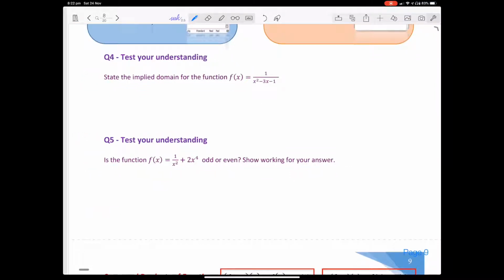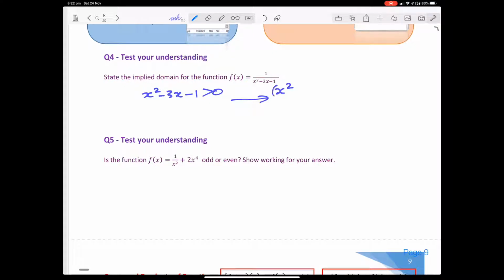Okay, so state the implied domain for this function. 1 on x squared minus 3x minus 1. So we know x squared minus 3x minus 1 can't be equal to 0, because you can't divide by 0. Now this doesn't factorize, so what do we do here? Well, complete the square.